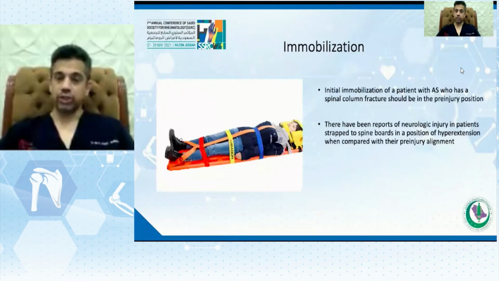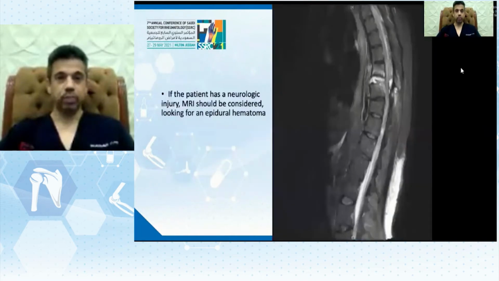The immobilization in such a patient usually has to be done in the pre-injury position to avoid hyperextension injury. Positioning the patient on a spine board like this patient is not the proper way of immobilization, as such positioning can cause hyperextension injury, which can cause further neurological deficits.